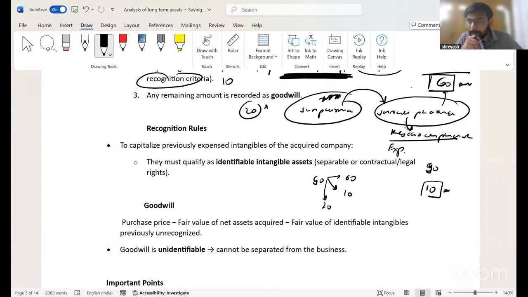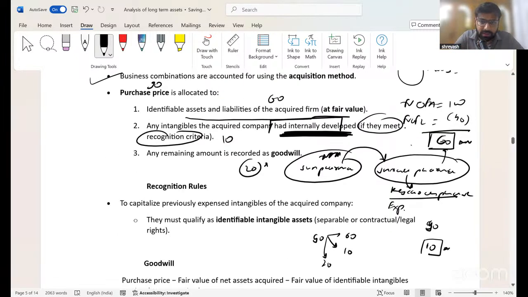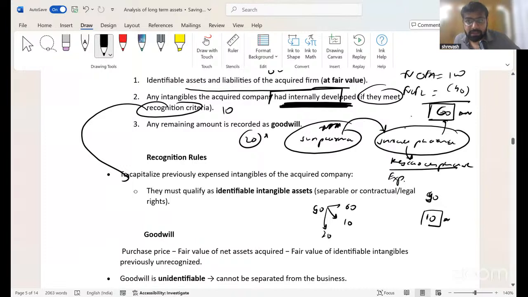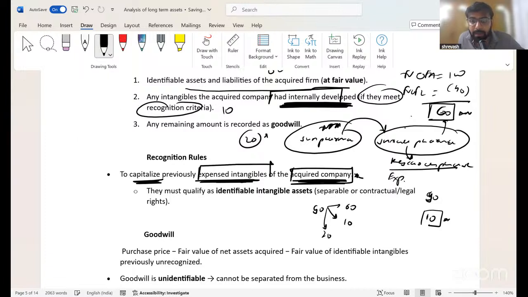Right. सर व्हाट आर द रिकग्निशन क्राइटेरिया? सर आपने वहां पे थोड़ा सा रिकग्निशन क्राइटेरिया मीट करने बोला था, वो क्या है? अंडरस्टैंड दिस वेरी केयरफुली. To capitalize the previously expensed intangible of the acquired company. और मैं डिटेल में जा रहा हूँ ये कॉन्सेप्ट में क्योंकि बहुत बच्चों को यहाँ कंफ्यूजन होता है. To capitalize the previously expensed intangibles of the acquired company.